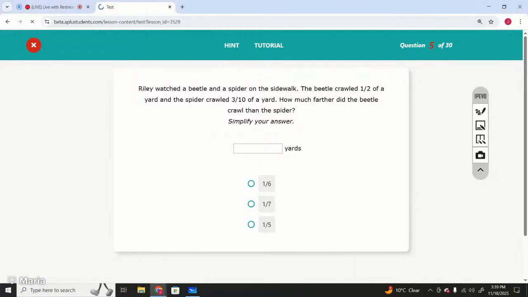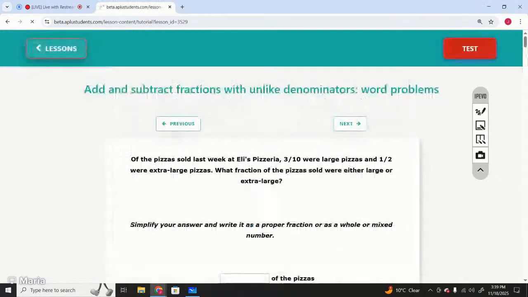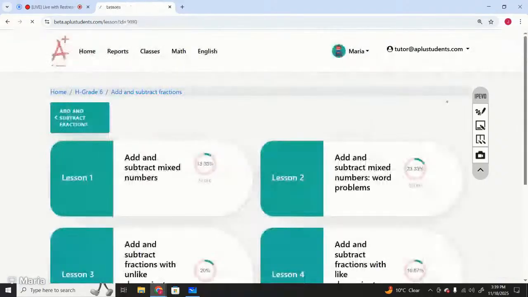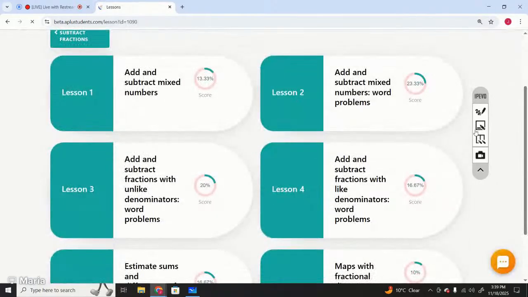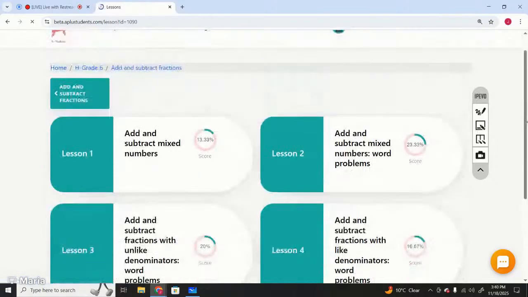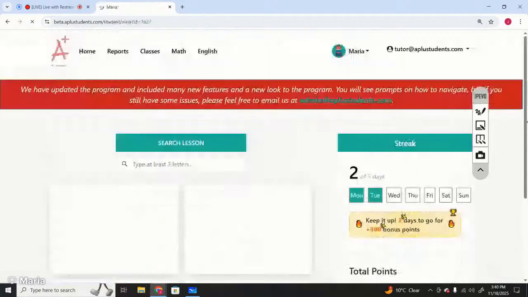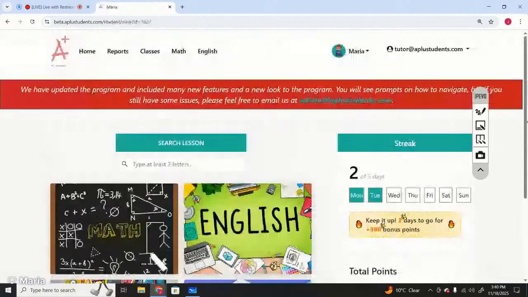Okay, you can complete the lesson by yourself later today. So we were working on grade 6 math. The chapter we were working on is add and subtract fractions, right? And the lessons we have today are add and subtract mixed numbers and add and subtract fractions with unlike denominators word problems. So please make sure before the next session you can complete all the practice questions for the lessons you just did. That is your homework until next session.